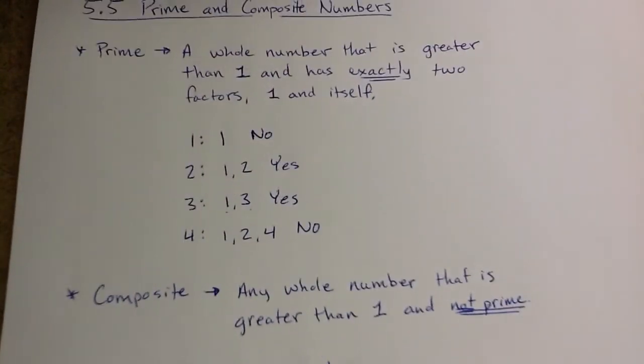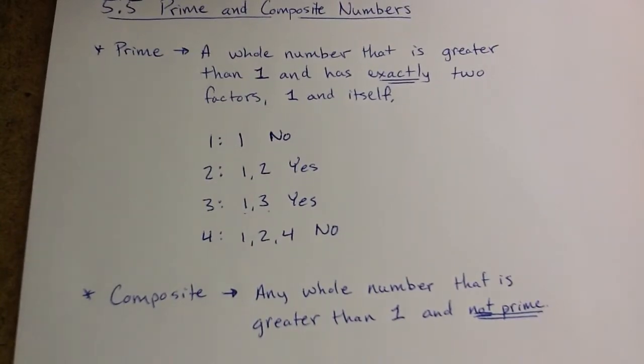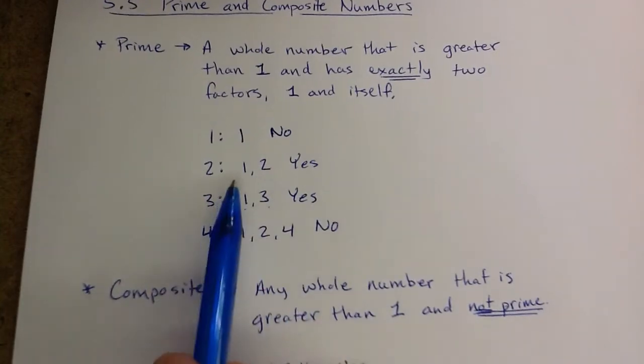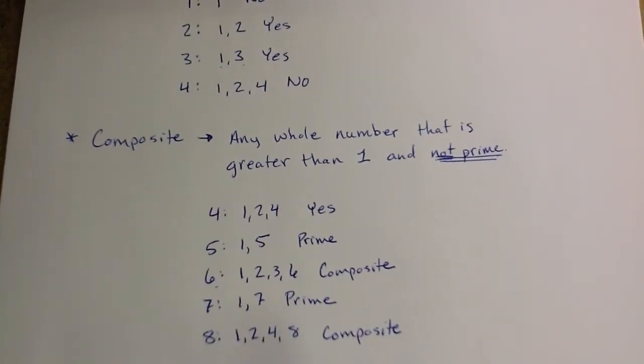So to review, we have two types of numbers. We have prime numbers and composite numbers. Prime numbers: greater than 1, exactly two factors, 1 and itself. Examples would be 2 and 3. Composite is basically any whole number greater than 1 that's not prime. So 4 would be composite because it has more than exactly two factors. 5 would be prime because it only has two factors, 1 and itself. 6 is composite because it has more than two factors. 7 is prime, and 8 again would be composite.